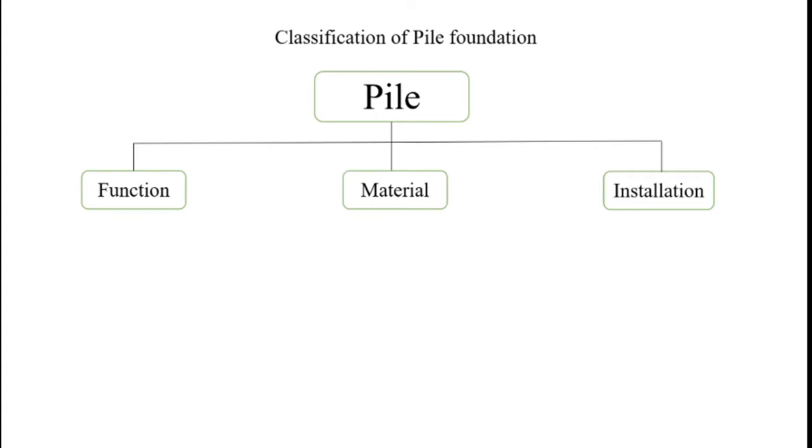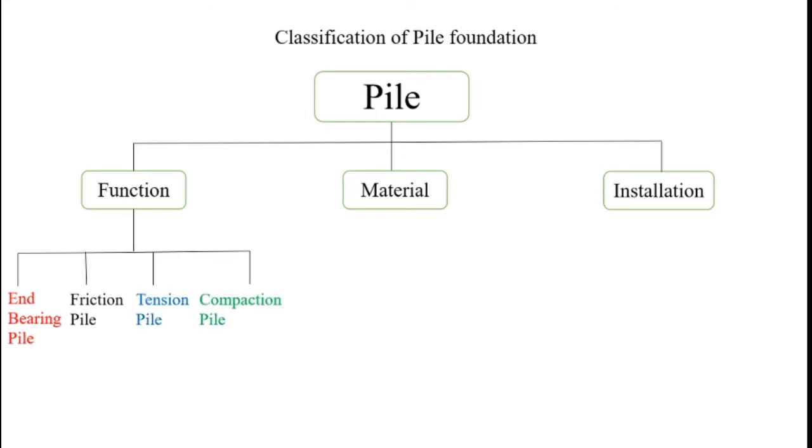Okay, so based upon the function, piles can be classified into four different categories. First one is end bearing pile, second one is friction pile, third one is tension pile, next one is compaction pile. Okay, so all these different types of pile we'll see in the later part of video in much more detail. For the time being, just remember how do we classify the pile.